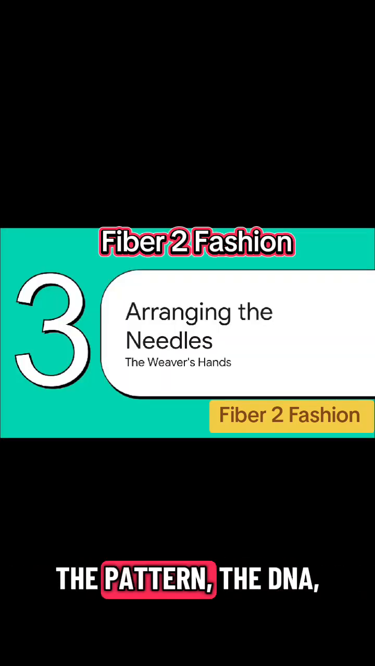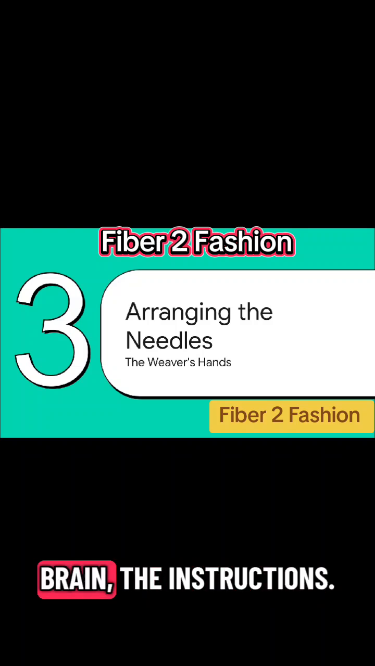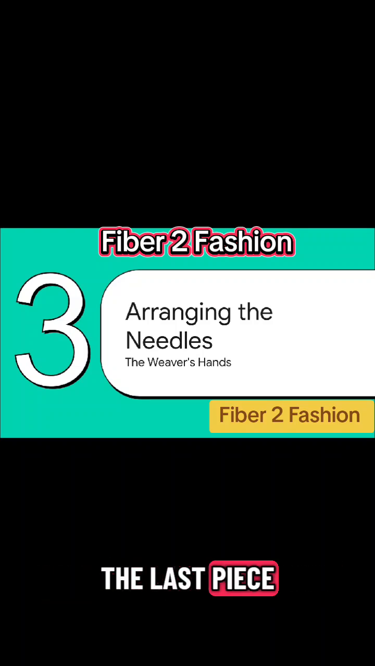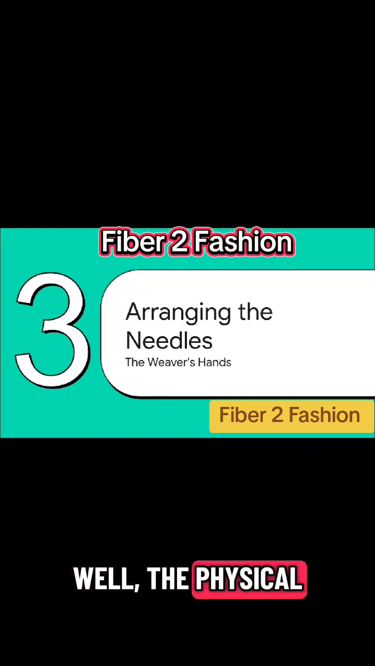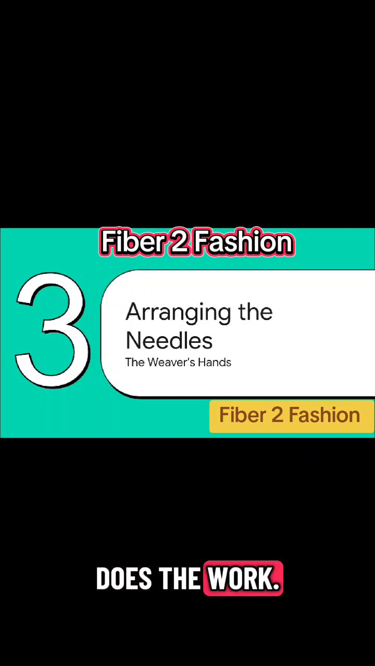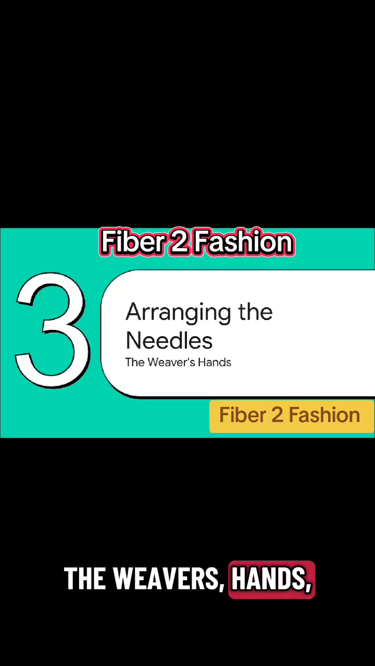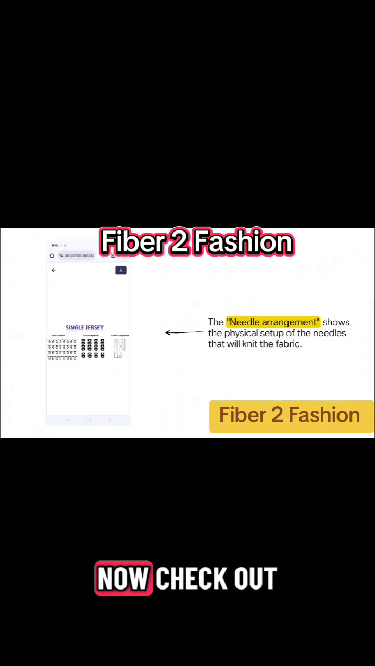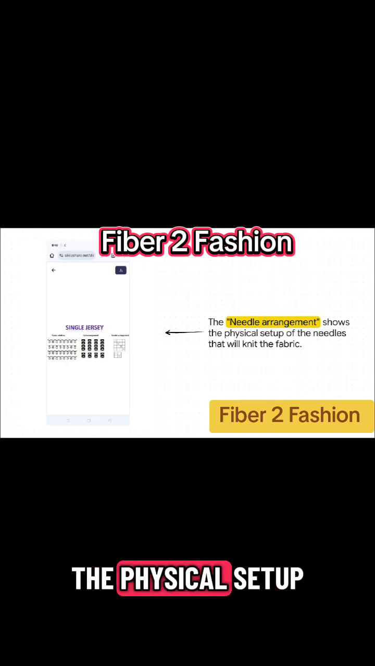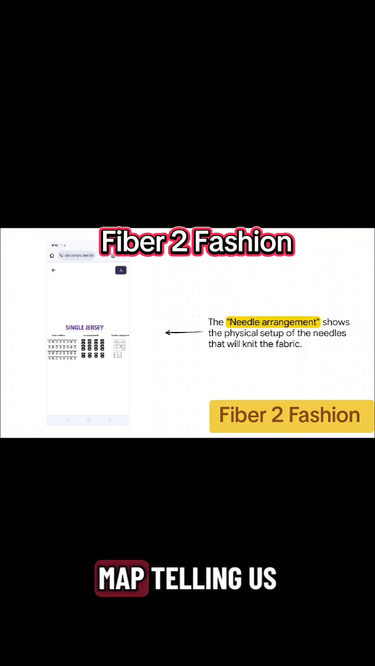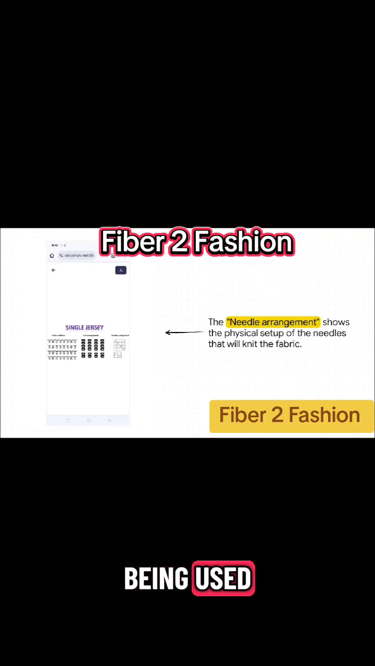So we've got the pattern, the DNA. We've got the brain, the instructions. The last piece of the puzzle is, well, the physical tool that actually does the work. Let's call them the weaver's hands, the needle arrangement. Now, check out this grid on the right. This is the needle arrangement. It shows us the physical setup of all the needles. It's basically a map, telling us which needles are being used and in exactly what order to carry out the instructions from the brain, from the cams.